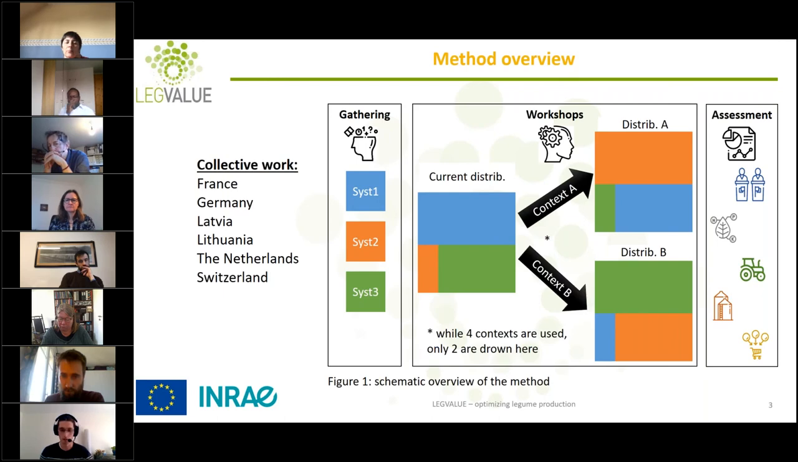So first, for each country, we described families or clusters of cropping systems that share common characteristics, and we established their current distribution across arable lands. Then we organized one workshop per country, and we asked stakeholders of the legume value chain to imagine new distributions of these cropping systems across the arable land. And then we assessed each of these distributions at different scales, at national scale and aggregated scale.